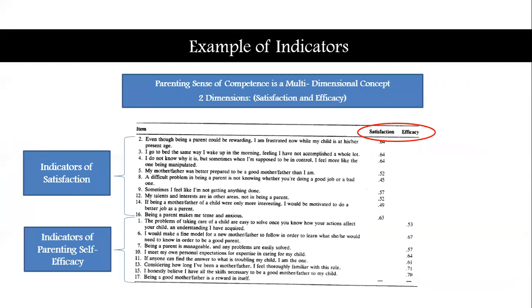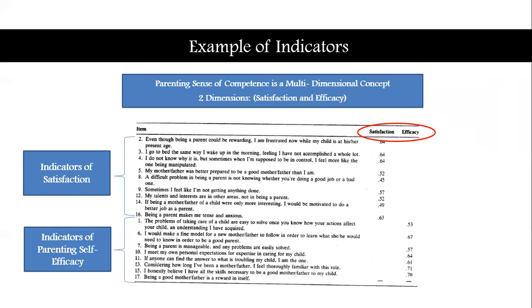And what I mean by this is that we have this parenting sense of competence scale, but parenting sense of competence is considered a multidimensional concept in this case. And there are two dimensions: satisfaction and efficacy, okay? And so we see here at the top that our indicators of satisfaction are the items that we see here. In other words, these are the items that we actually use to measure parenting satisfaction.